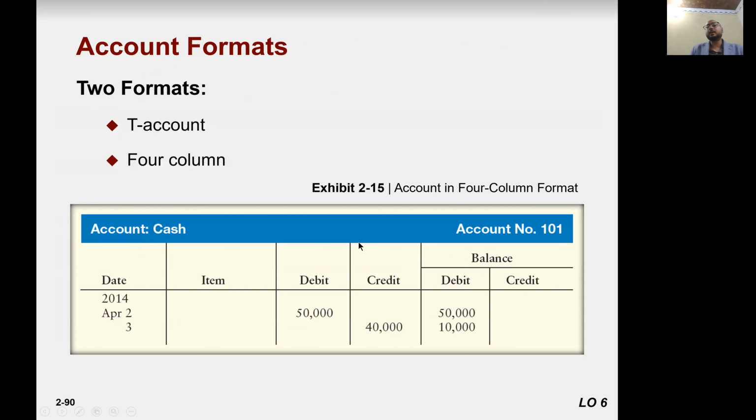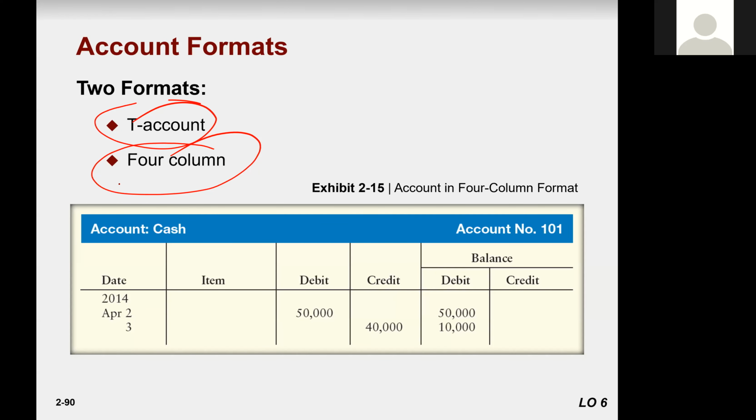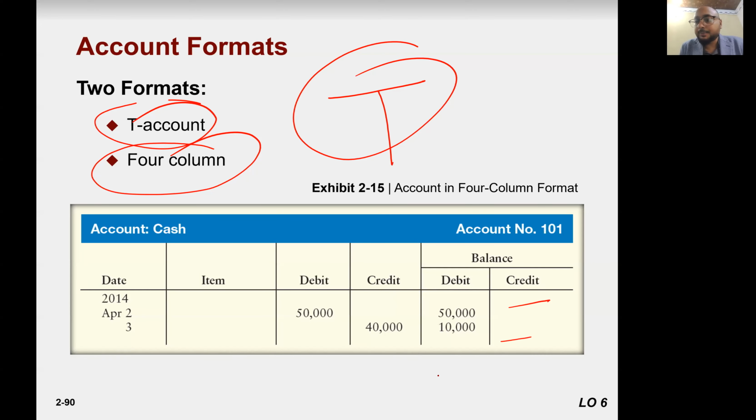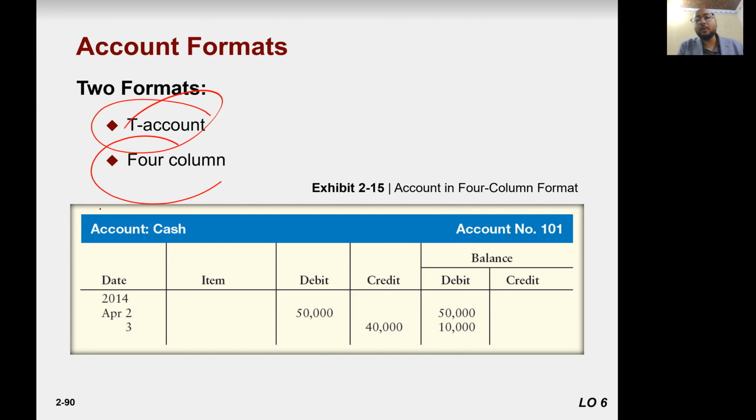Good. So there are two kinds of format in which you can follow the books. Number one, T account. Number two, four column. Right now we did the T account; the four column account is like that. It tells you the running balance on the side here. So this is just for your information. There are two kinds of format to record the journal entry. Number one, T account. Number two, four column, which is debit, credit, and the balance. So just for your information.